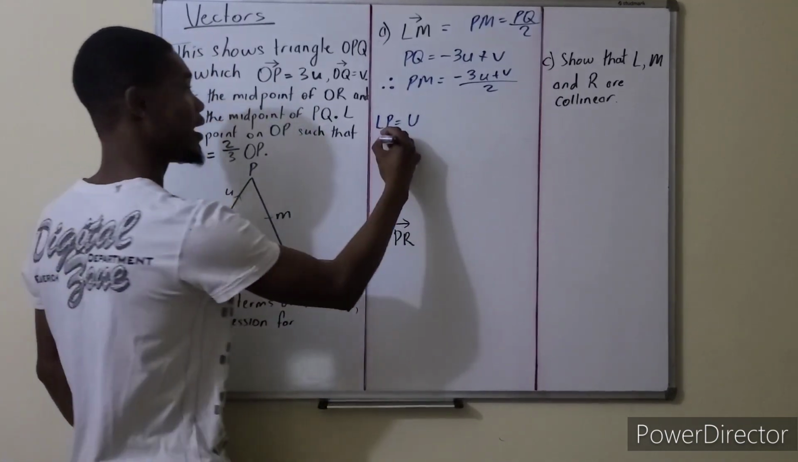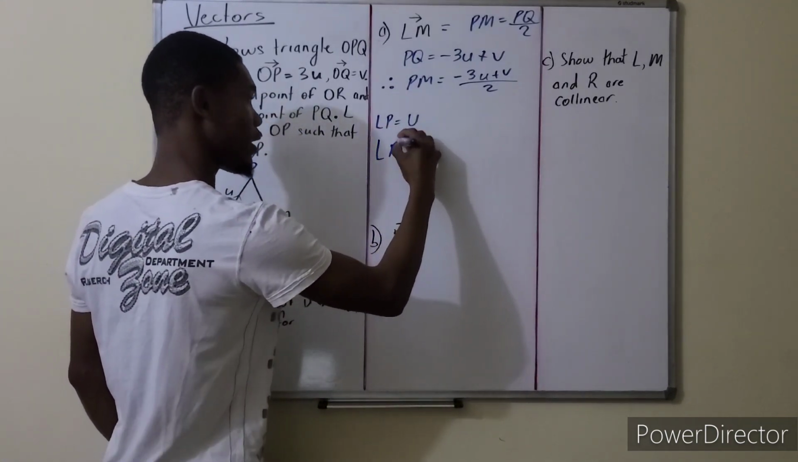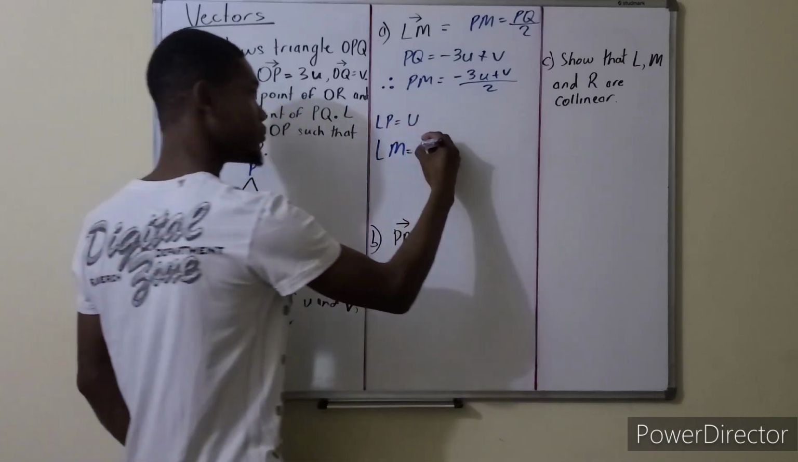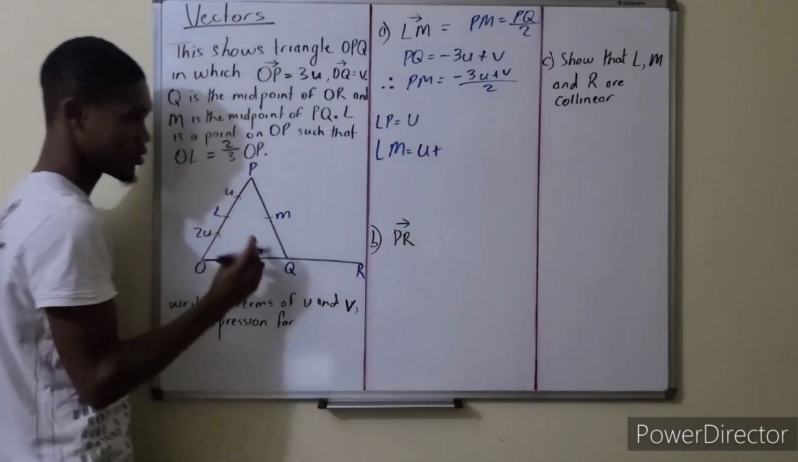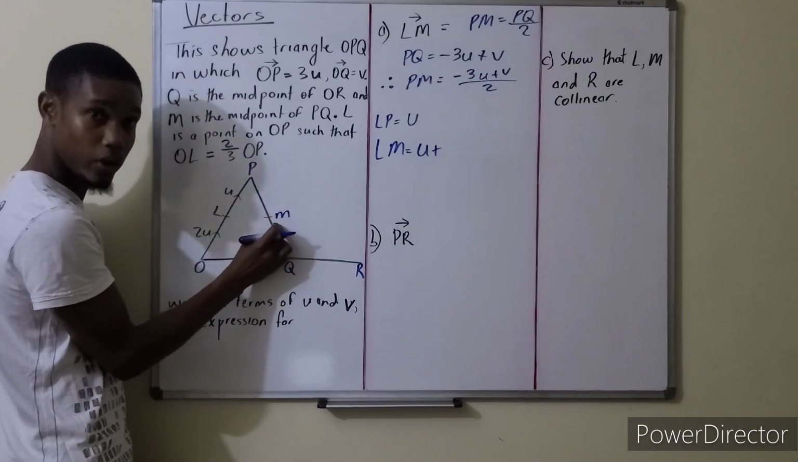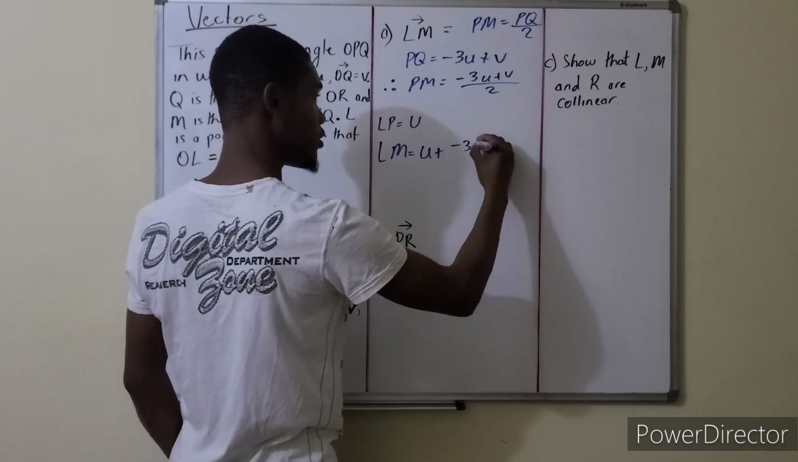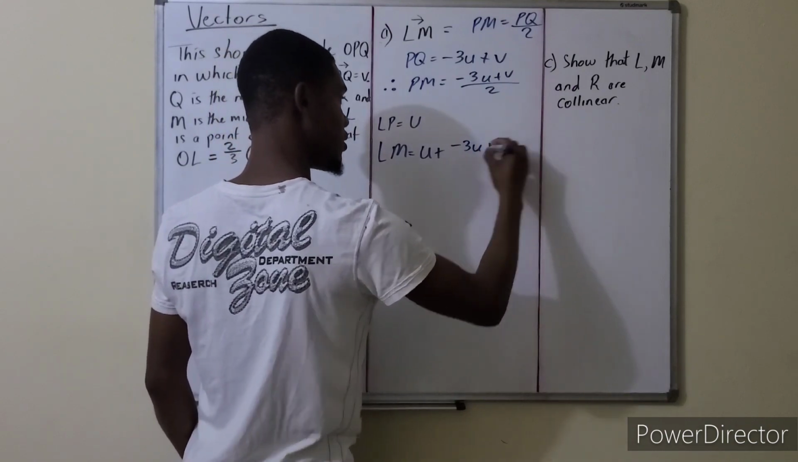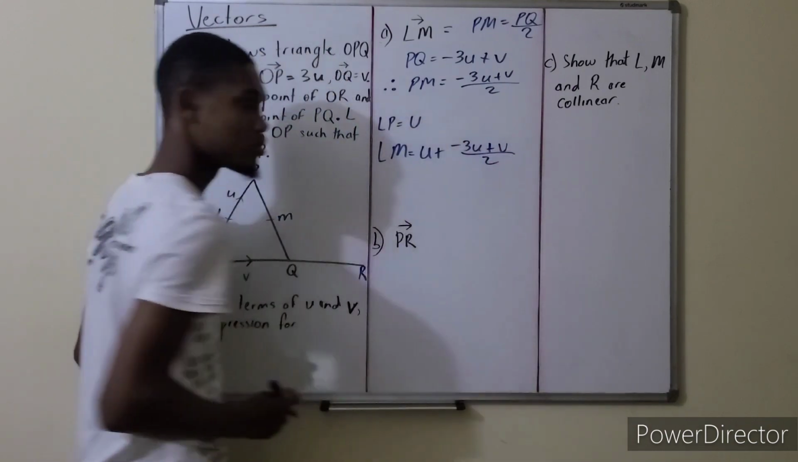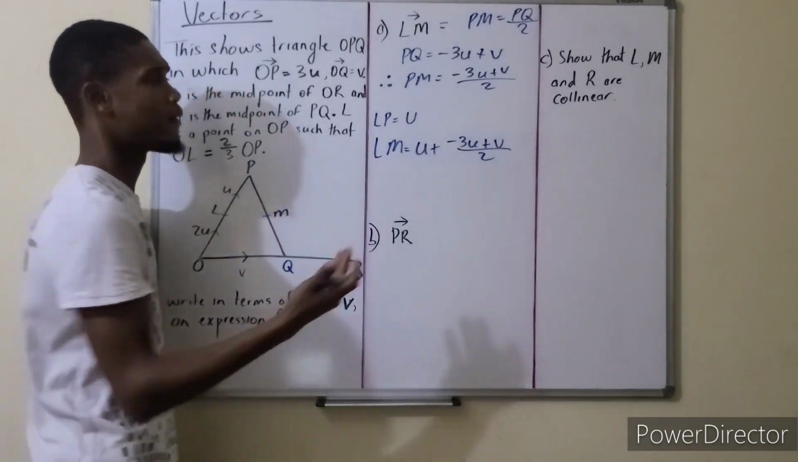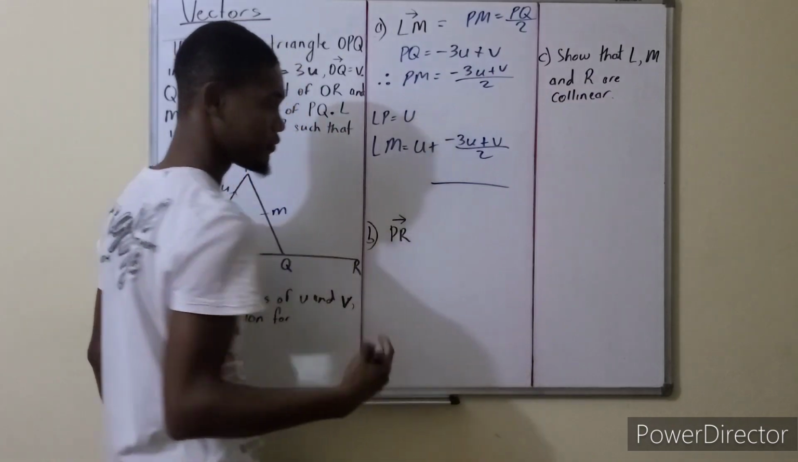Therefore, LM is equal to what LP is here, which is u, plus the distance of P to M. And from this it shows us that it's equal to u plus negative 3u plus v all over 2. That can be simplified, as you know, fractions can be simplified. So let's just simplify quickly.